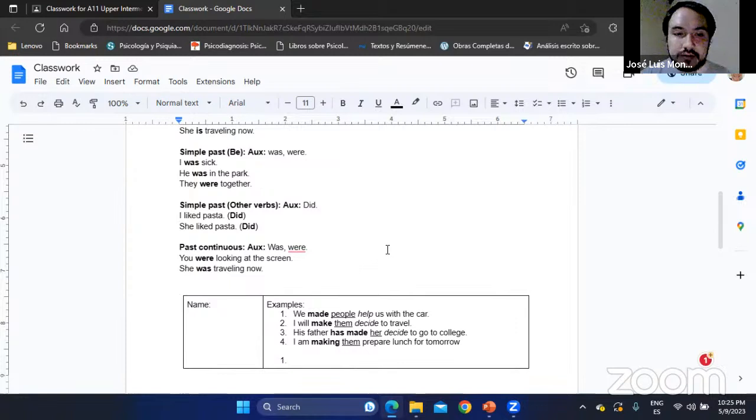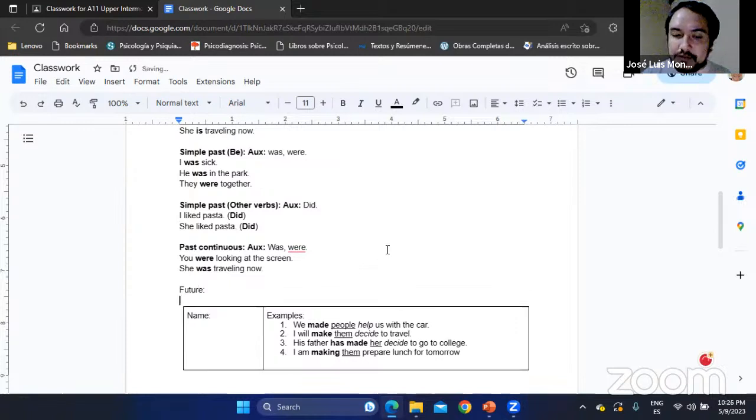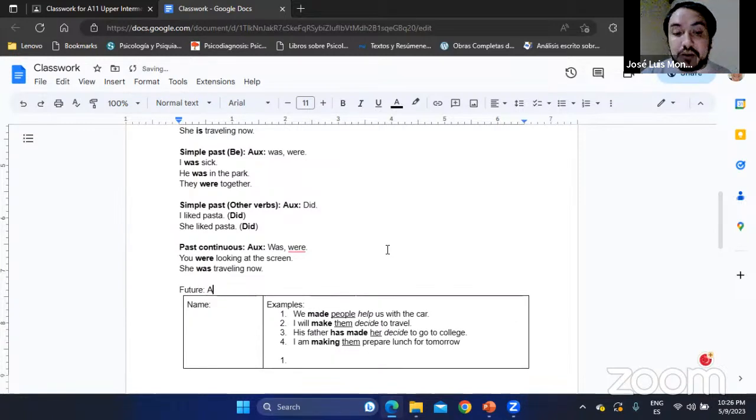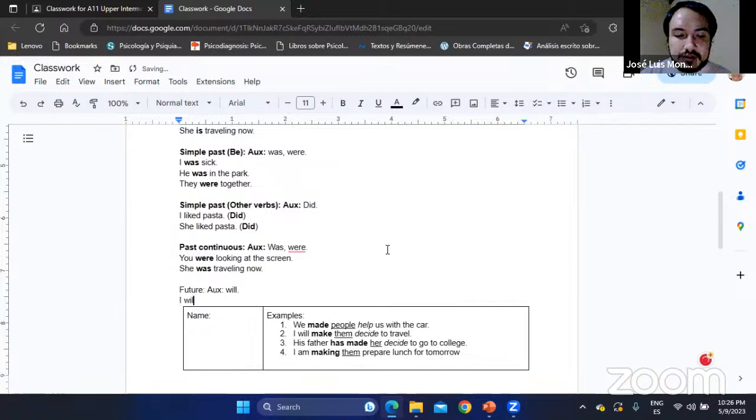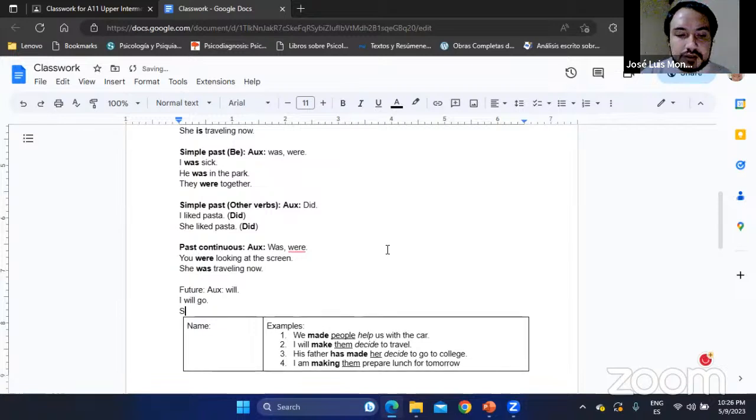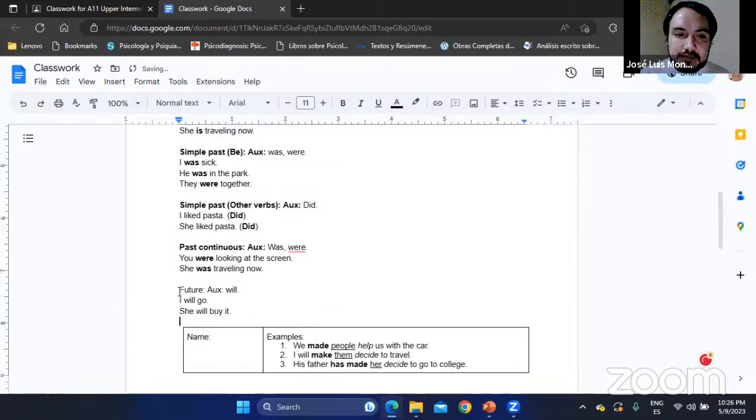For example, in future, right? What is in future? The only auxiliary is will. Again, I will go or she will buy it. That's it. That's the auxiliary, and here you see the auxiliary. So it's very easy.